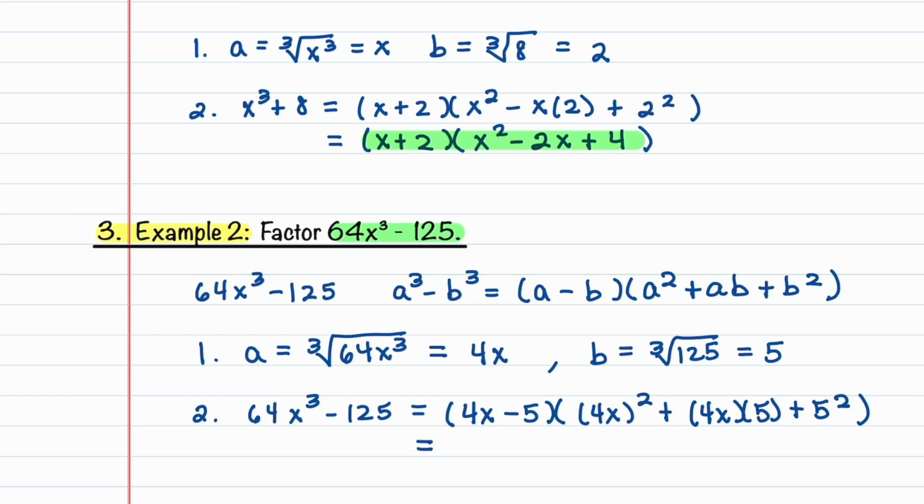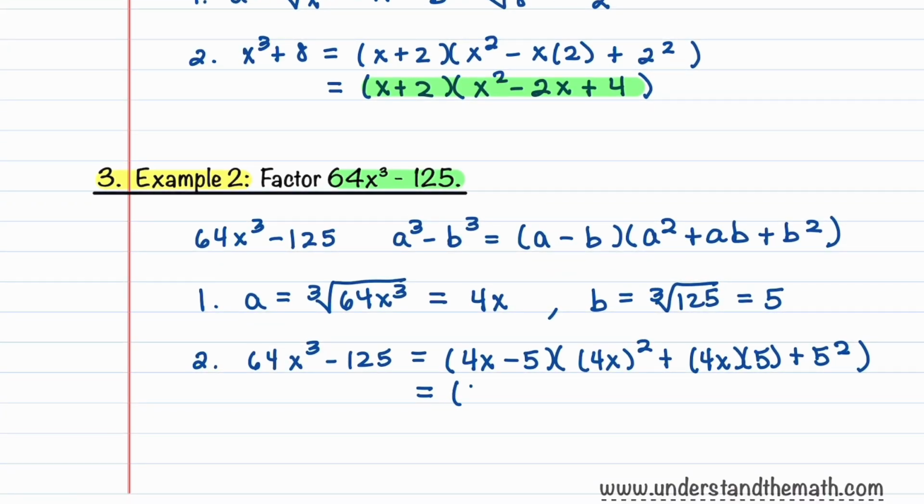Now all we have to do is simplify. This is 4x minus 5, and it multiplies 4x squared, which is 16x squared. And then 4x times 5 is 20x. And then 5 squared is 25. And that's our final answer.